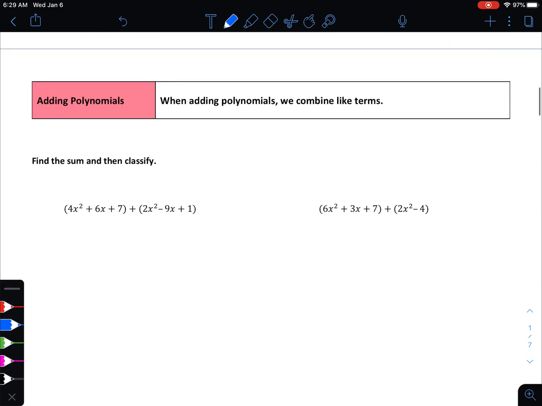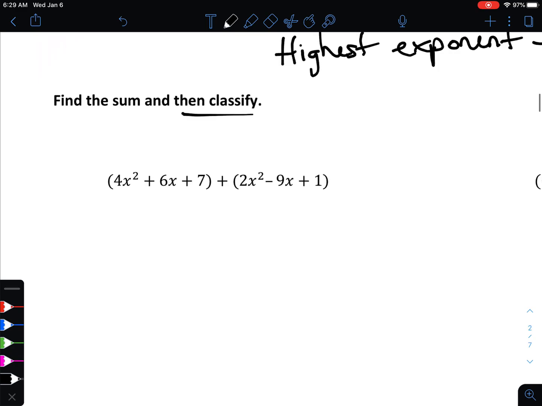So, adding polynomials. Again, when adding polynomials, like I just mentioned, we combine our like terms. Now, to make it easy, what we're going to do is start with our highest exponent, or degree, and go down to our lowest. And the reason we do that is that our answer is going to be in standard form every time we work it that way, which is going to make classifying a lot easier. So let's take a look at this first example.